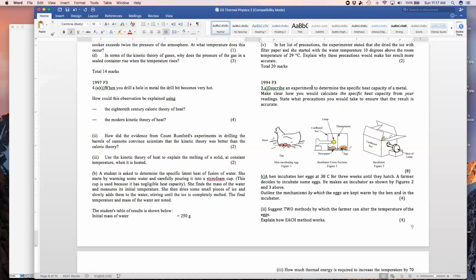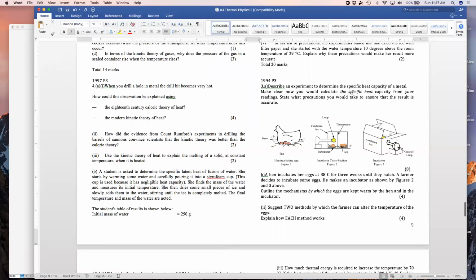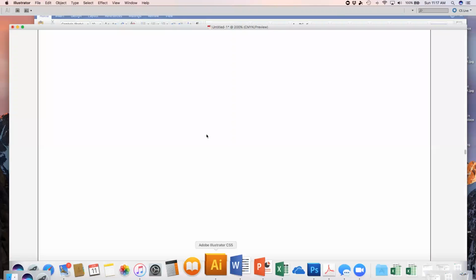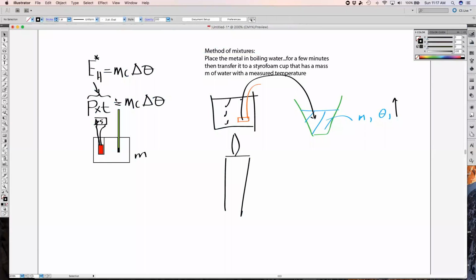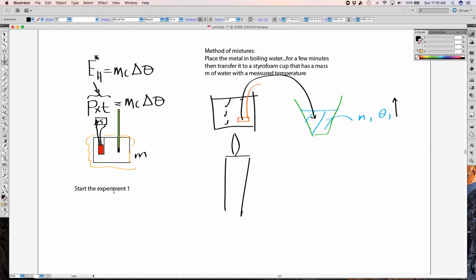Describe an experiment to determine the specific capacity of the metal. Make clear how you calculate the specific capacity from your readings. State what precautions you're going to take to ensure the results are accurate. And that's the part I didn't mention. So what precautions you're going to take in this method? Well, one of the better precautions to take is to insulate the whole thing. One precaution. A second very advanced precaution that I would discuss with you is to start the experiment about 10 degrees below.